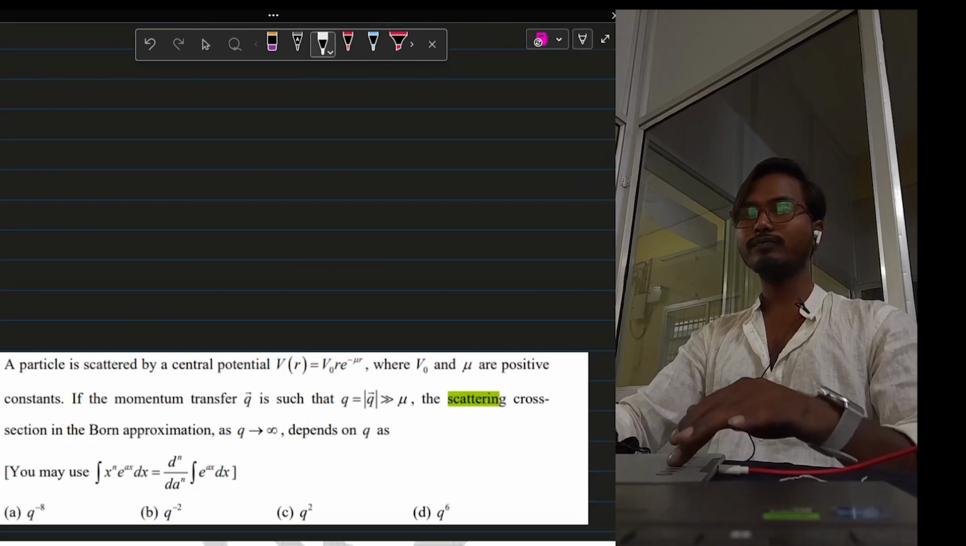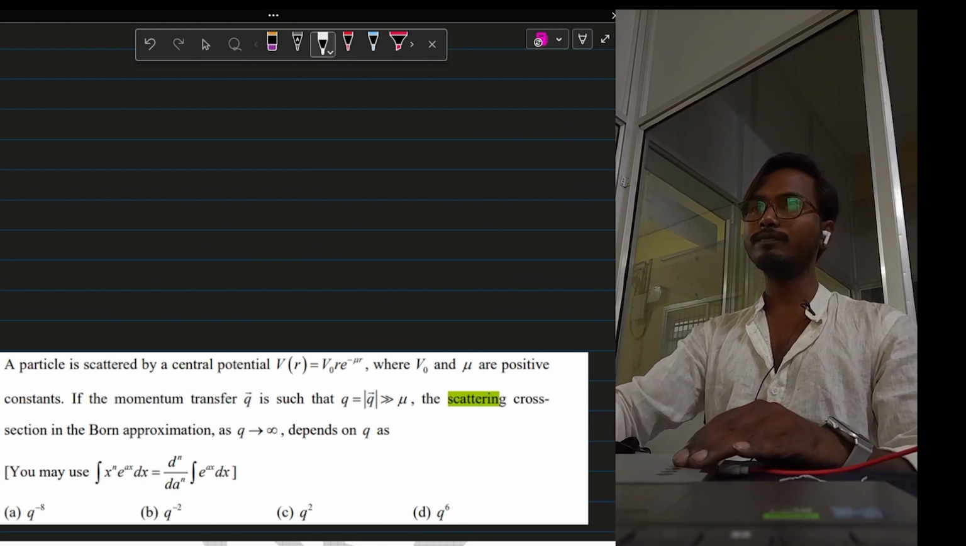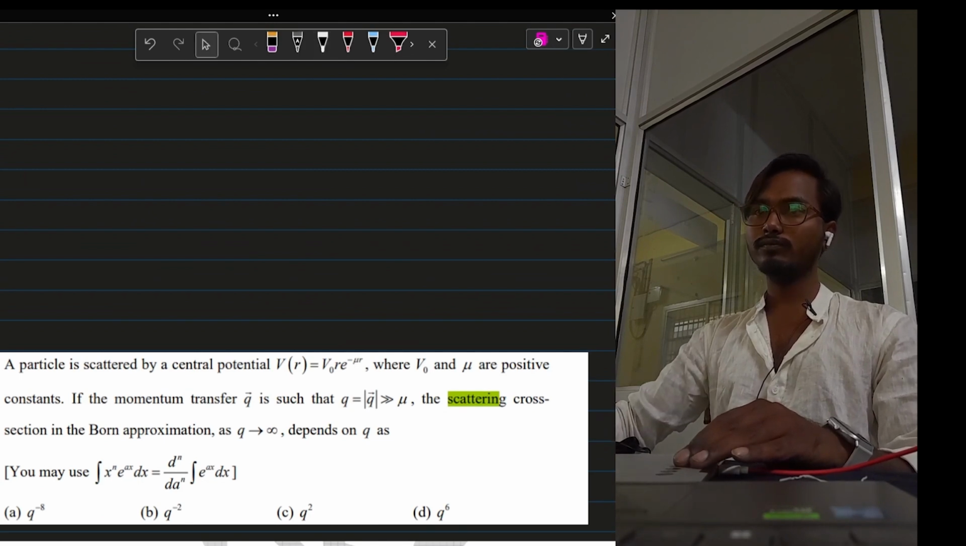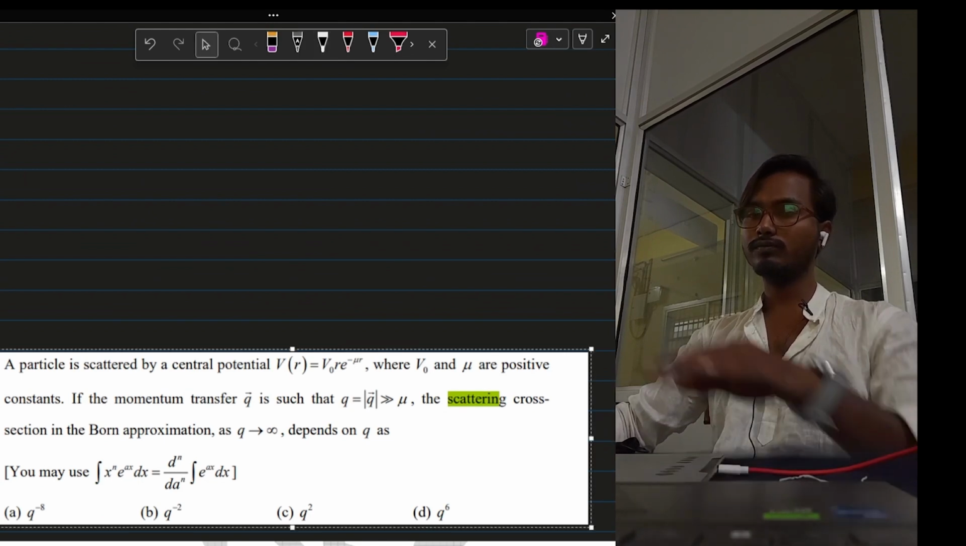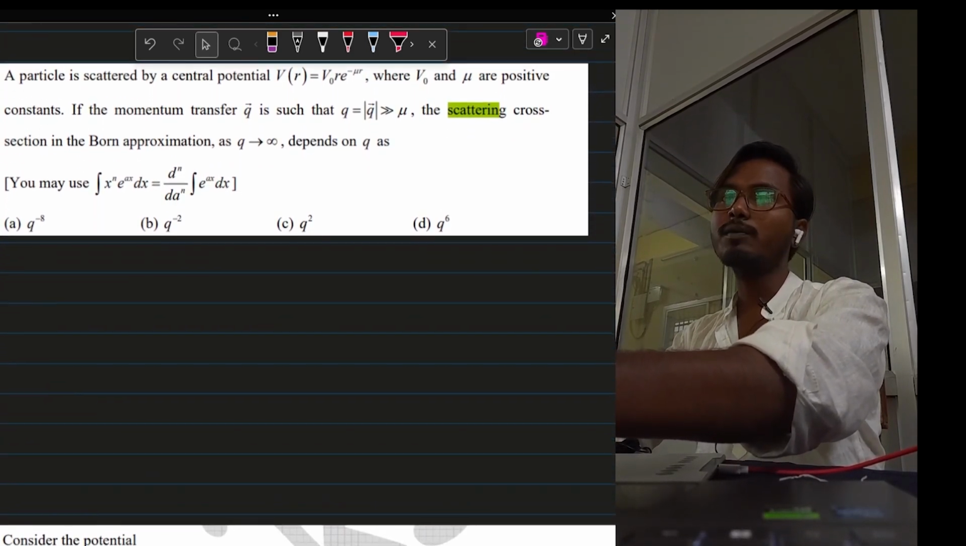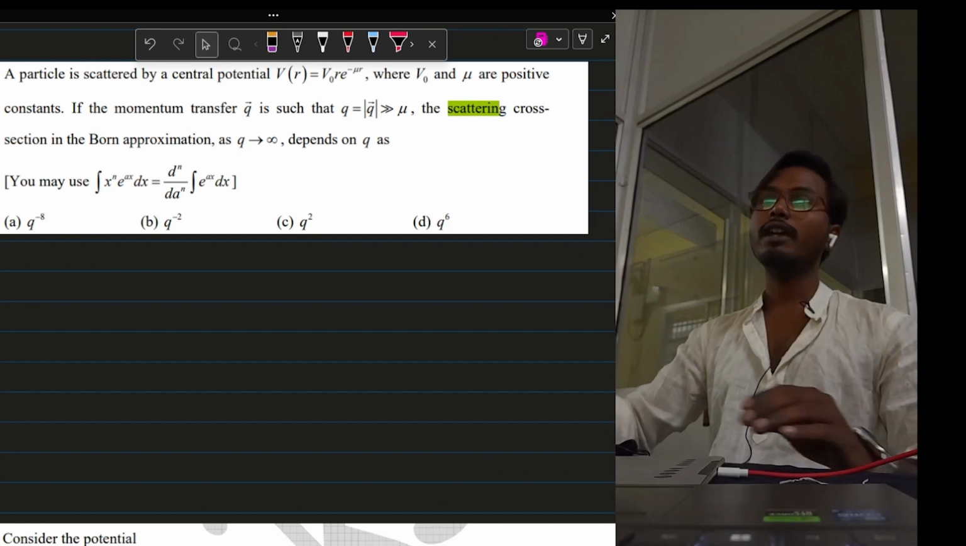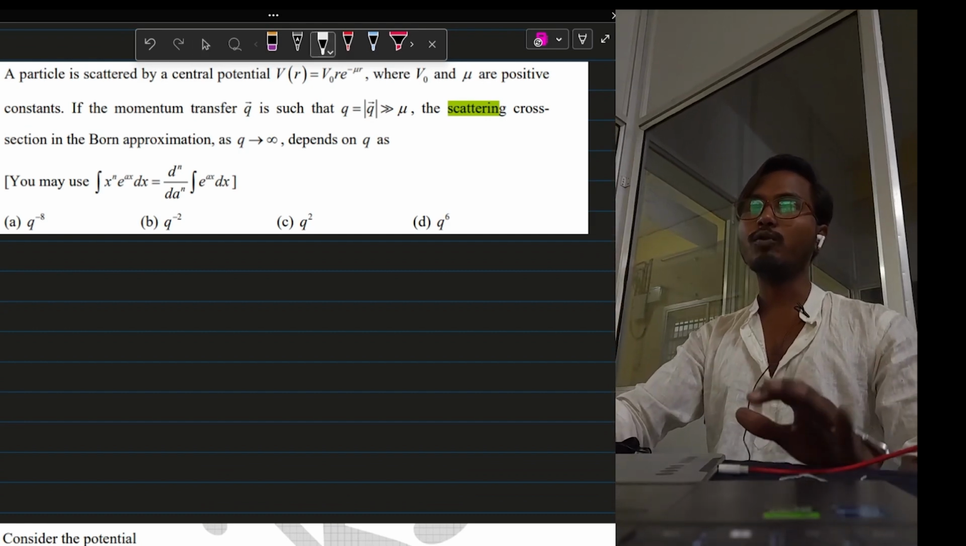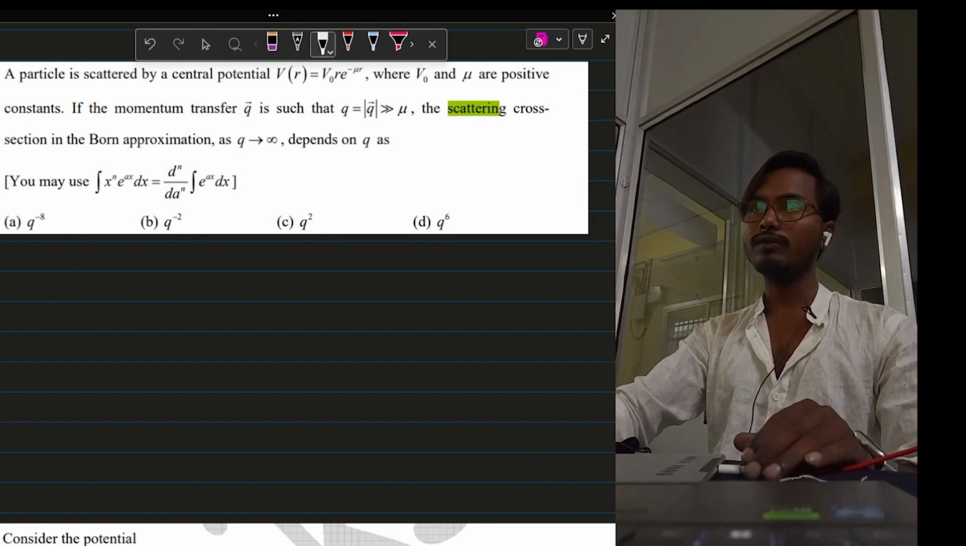Okay, let us look into another problem. These types of problems are more frequent now, and these kinds of problems are really easy to solve.